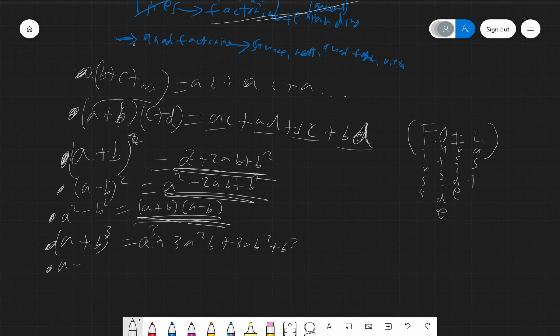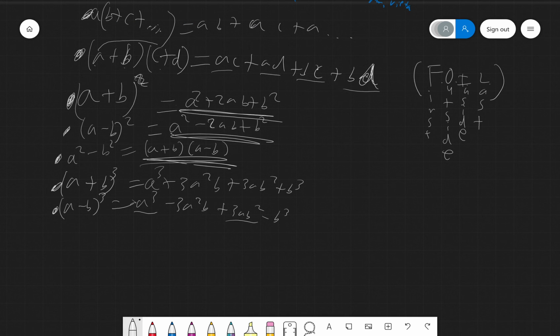Now, (a - b) cubed is a cubed minus 3a squared b plus 3ab squared minus b cubed. It's alternating, notice that, with the minus. That's because if the power of b is even, like in this case b to the 0th and b to the 2nd, they both are even, so they both are positive. But the others, when the power is odd, so b to the 1st and b cubed, have a negative. So cool.